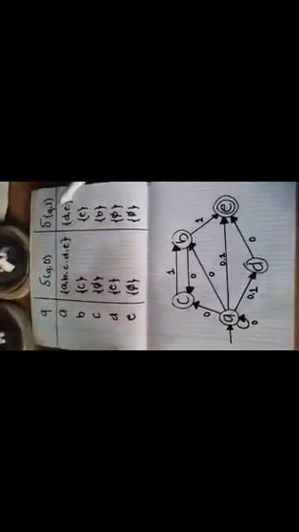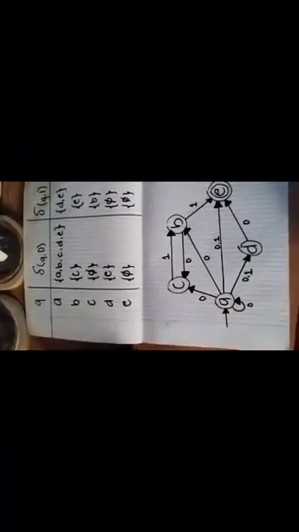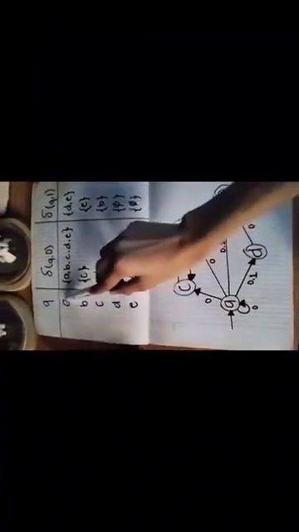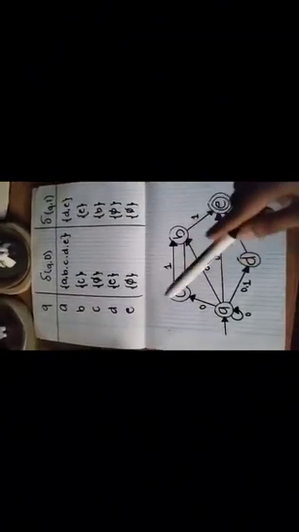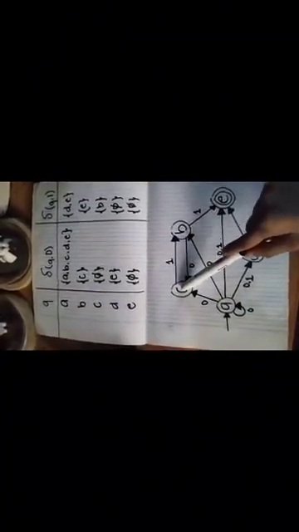State 1. Next, start with letter A. A going to D, A going to E. Next letter is B. B going to E. Next letter is C. C going to B.